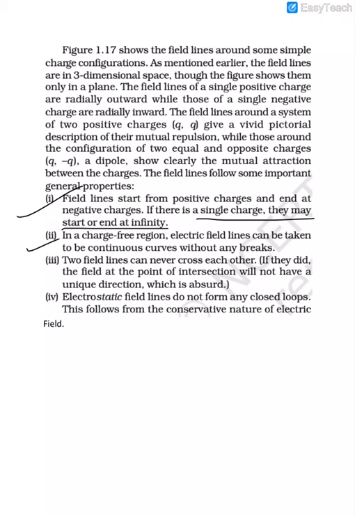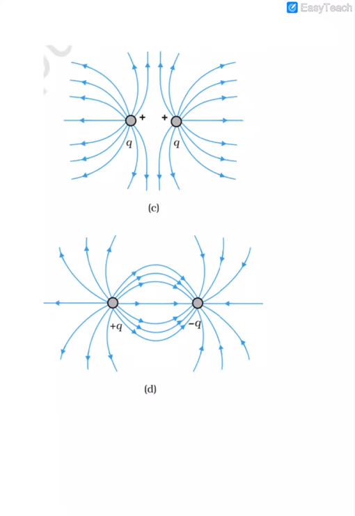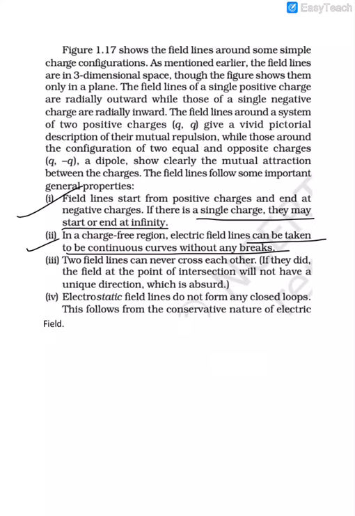Now, in a charge-free region, electric field lines can be taken to be continuous curves without any breaks. You are not going to have any kind of breaks or disruptions in the field lines. The field lines are always going to be smooth, continuous curves. Thirdly, two field lines will never intersect each other, because if they did, you could put a 1 coulomb charge there and expect the force on it to have two different directions simultaneously, which is absolutely absurd. So two field lines cannot intersect.